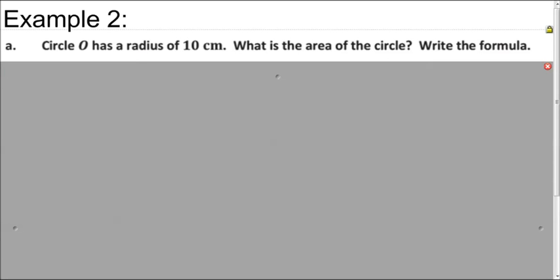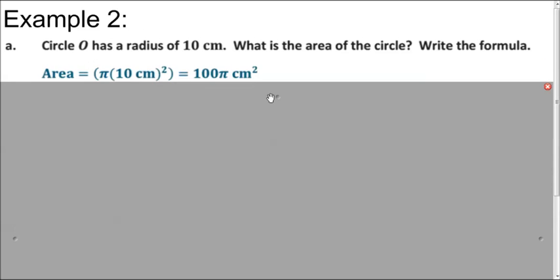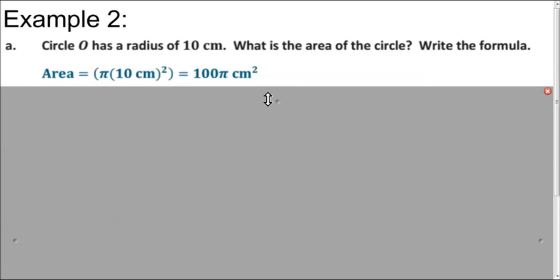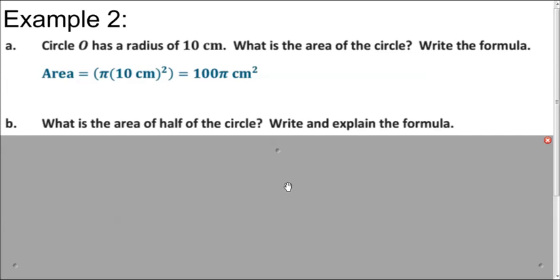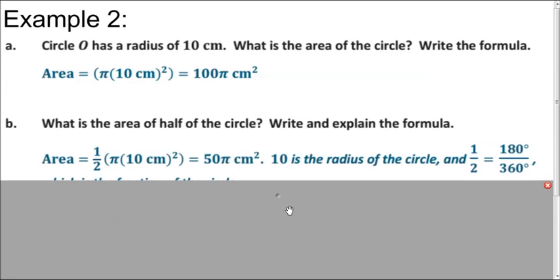So here we have a circle, and we know its radius. What is its area? Well, the area of a circle is pi r squared, so that'd be 100 pi square centimeters. All right, what about half the circle? What would that be? Well, it would just be half of the previous result, right?